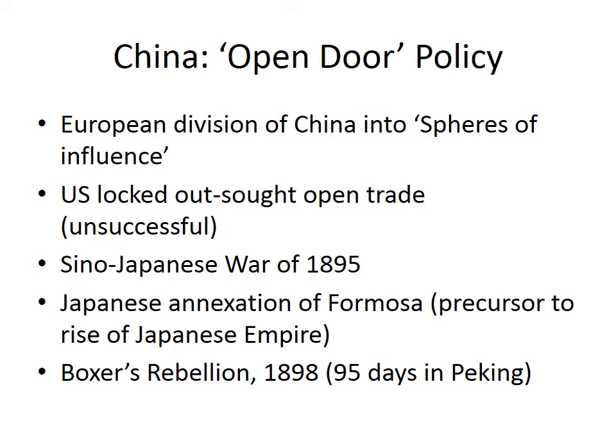the Chinese Empress originally backs the Boxers. The Boxers seize the European compound in Peking, and they surround it. They besiege it for 95 days, during which time the Europeans land an army in China to march on Peking and get rid of the Boxers, lift the siege.